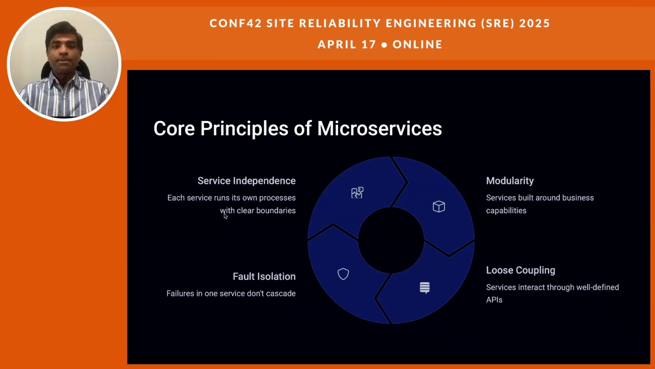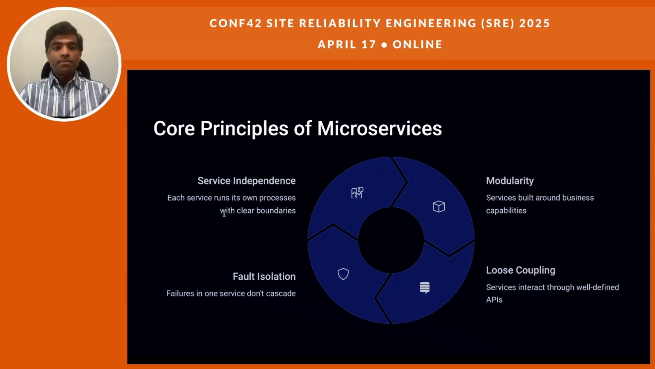Another core principle of microservices architecture is fault isolation. Since each service operates independently, failures are contained within that service alone and do not necessarily affect the rest of the system. This isolation improves overall system reliability and resilience, making it possible to identify or even troubleshoot and fix problems without disrupting the entire application, as I mentioned in the beginning.